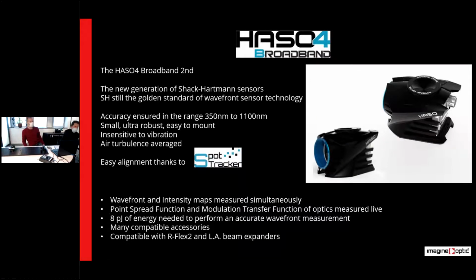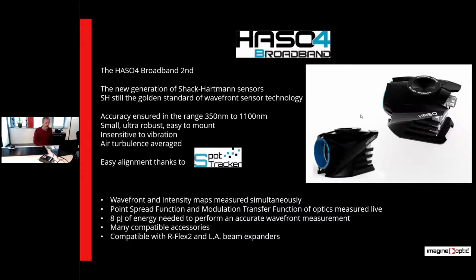The name BroadBand means that this sensor is calibrated in the whole range, 350 nanometers to 1100. I remove my mask because I will talk a lot. This sensor is smaller, very robust, very easy to mount, and insensitive to vibration. You can get rid of air turbulence by averaging measurements.